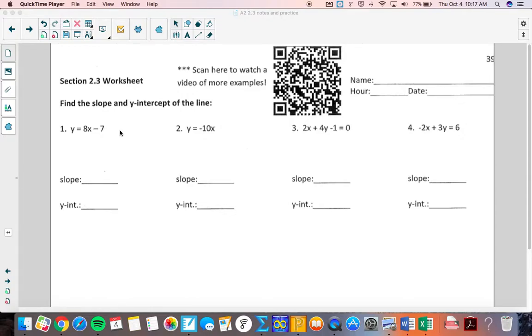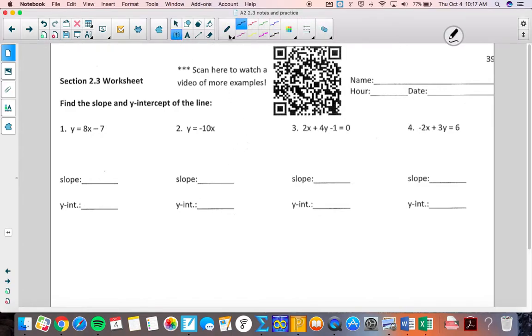This is worksheet 2.3. The directions say find the slope and the y-intercept of the line. Well, I'm very thankful that those are the two things they're asking, and that number 1 is in slope-intercept form, because the 8 is in place of the slope and the -7 is in place of the y-intercept. Notice that it is a -7. The minus sign makes the value after it negative.